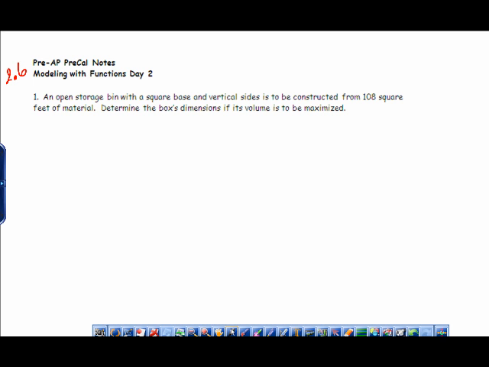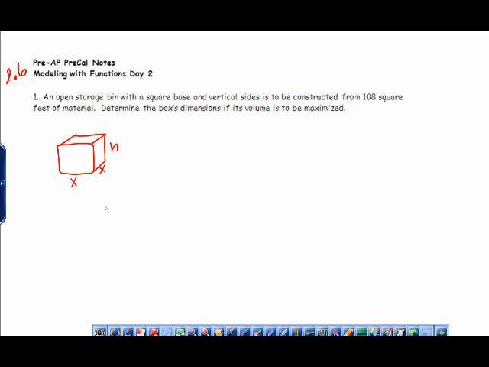You're good to go. Okay, so first thing, we've got an open storage bin with a square base. So it's not quite a cube, it's a rectangular prism. So I'm going to go ahead and draw a picture of this, but it is open on top, which is important when we get to volume, or not volume, but surface area. So we've got a square base. So I'm going to write x as these two sides, and I'm going to let h be the height.